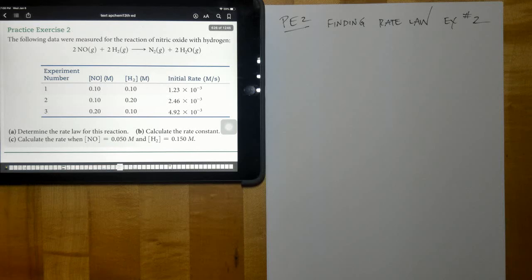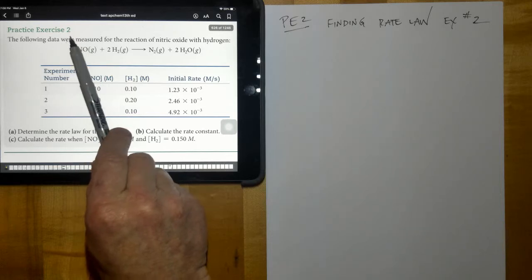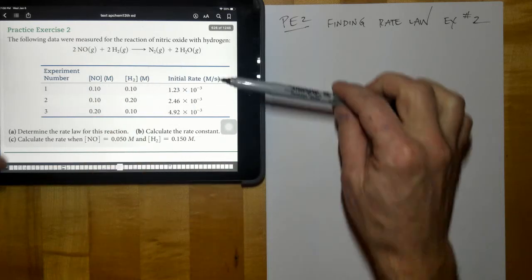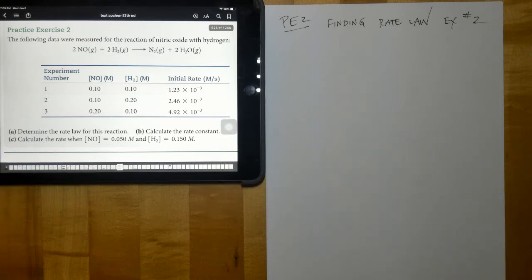All right, here's a second example in finding the rate law or the rate expression. We're going to just take practice exercise number 2 from the textbook right here. If you want to copy all this stuff down, you're certainly welcome to do so. You can pause the video now. You can write down all the experimental data pieces. Otherwise, I'm just going to work it from right here. Pause the video now if you need to.